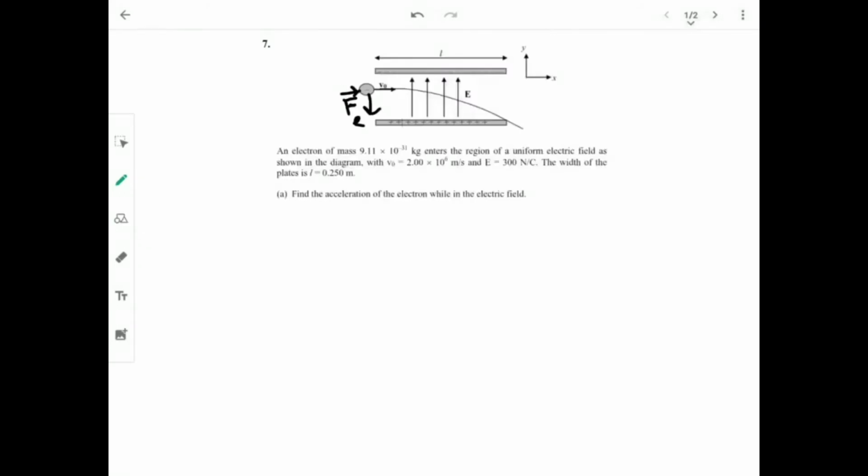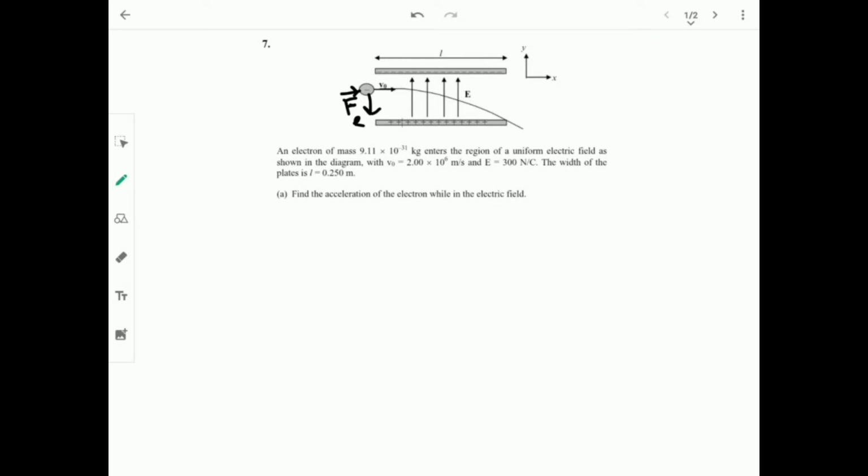Let's do number 7 now. An electron of mass 9.11 times 10 to the power of minus 31 kilograms enters the region of a uniform electric field, as shown in the diagram, with initial velocity equals 2 times 10 to the power of 6 meters per second, and the electric field is 300 newtons per coulomb. The width of the plates is 0.25 meters. Part A says find the acceleration of the electron while in the electric field.